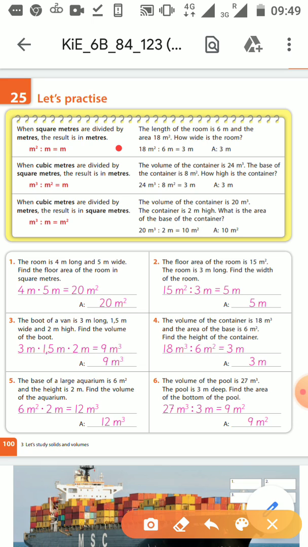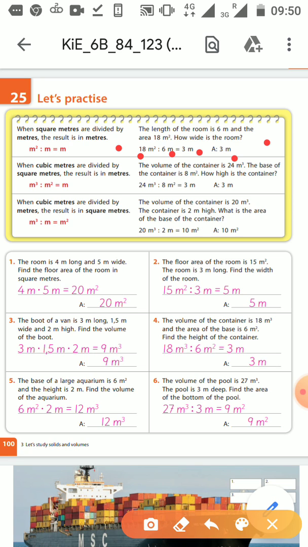If we look at this one, when you've got meters squared divided by meters, you get meters. So it's like m2 minus m equals m, all right? And the way this worked out here is when you're given an example, the length of the room is 6 meters and the area is 18 meters squared. So you're given the length and you're given the answer. How do you work it out? Well, what you do is you take the answer, 18 meters squared there, and you divide it by 6 to get 3 meters, all right?